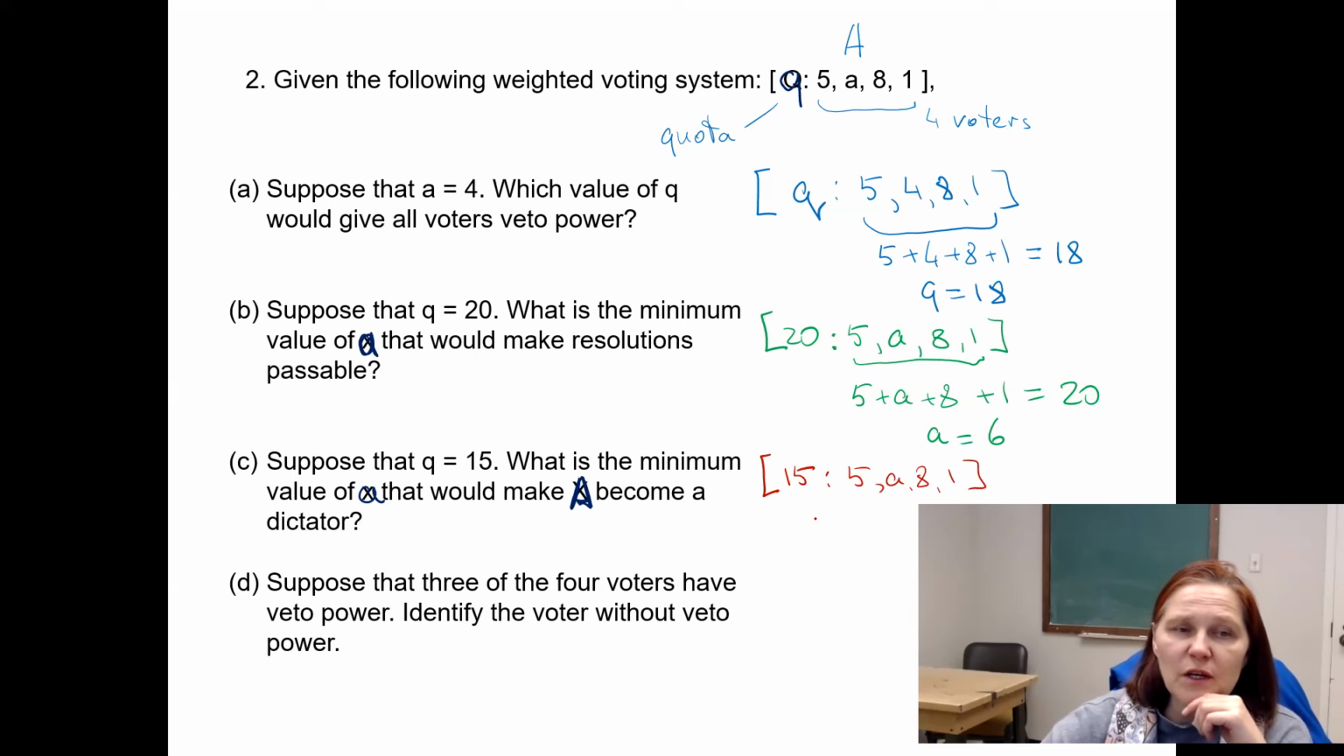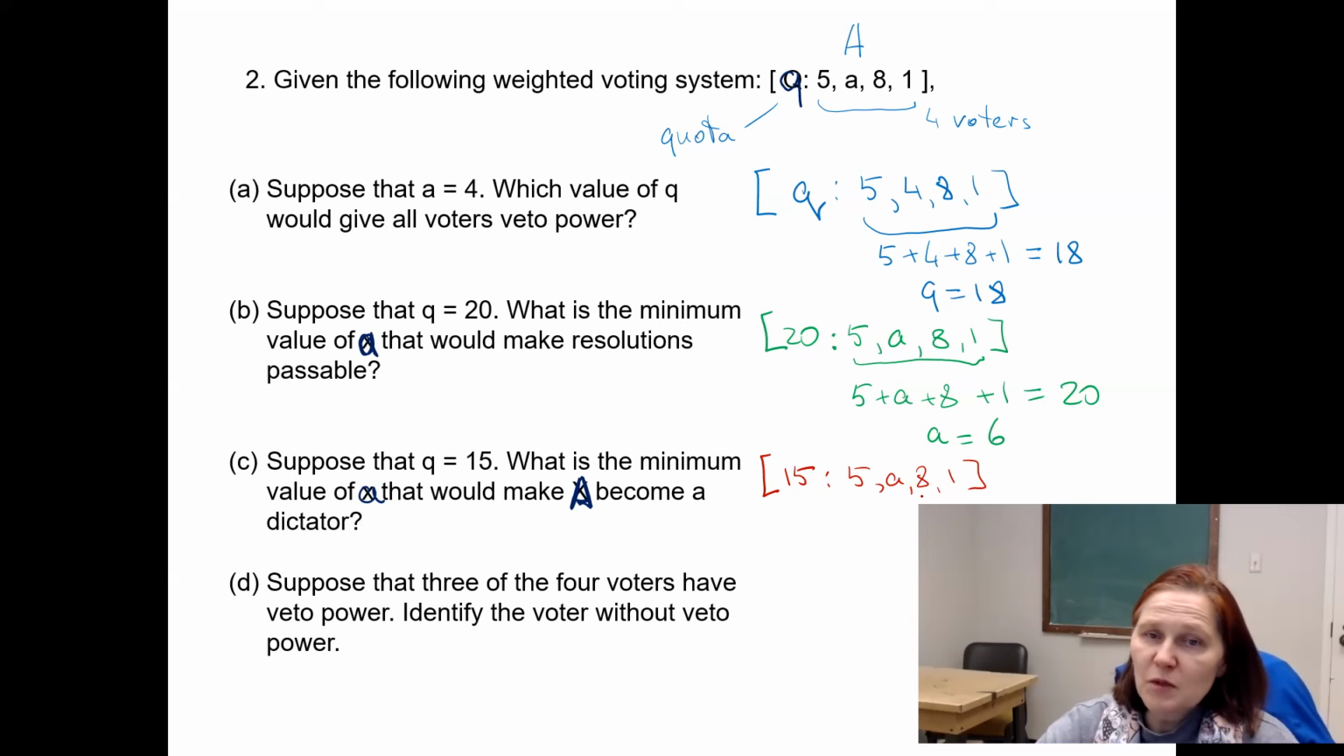Suppose that the quota is 15. What is the minimum value of A that will make A become a dictator? Dictator means that A can pass any resolution, nobody else can pass it. So 5 plus 8 plus 1 is 14, so less than 15. The 3 voters cannot pass the resolution. So A, to be able to pass a resolution, must have the number of votes at least 15. Then A can pass any resolution on his own.